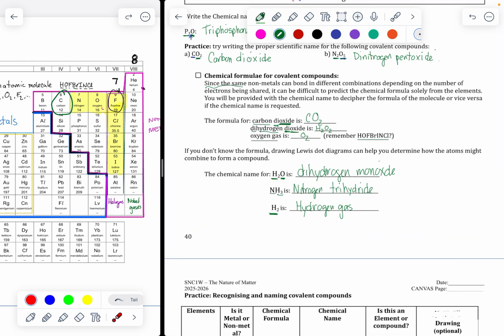So what you're going to have to do on the next page is you are going to have to practice determining the chemical formula, the chemical name, and if you possibly can do the drawing, the Lewis dot diagram drawing for a series of covalent compounds.